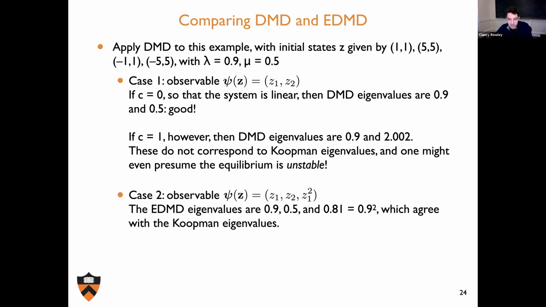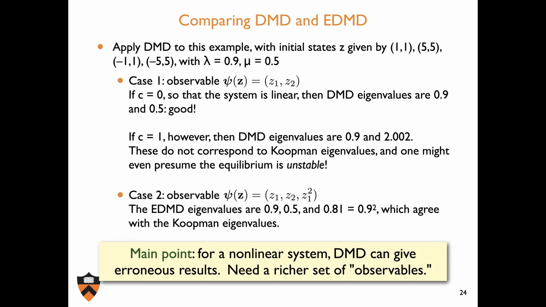So if you take these as the observables, then the EDMD eigenvalues are spot on, right? We get 0.9 and 0.5, and the third one is 0.81, which is 0.9 squared. These are all actually real, analytically determined Koopman eigenvalues. And okay, so this works well.